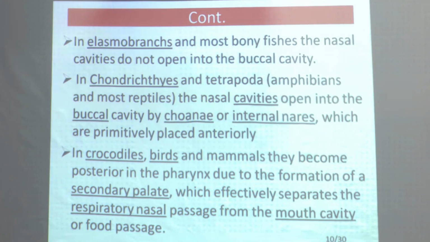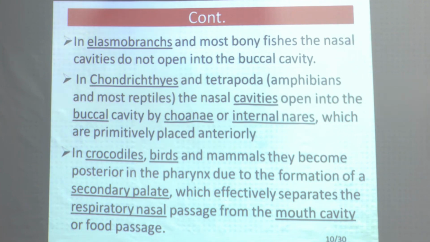In tetrapod amphibians, the nasal cavity opens into the buccal cavity by a structure called choanae or internal nares, which are primitively placed anteriorly. In crocodiles, birds and mammals, they become posterior in the pharynx due to the formation of a secondary palate, which effectively separates the respiratory nasal passage from the mouth cavity or food passage.